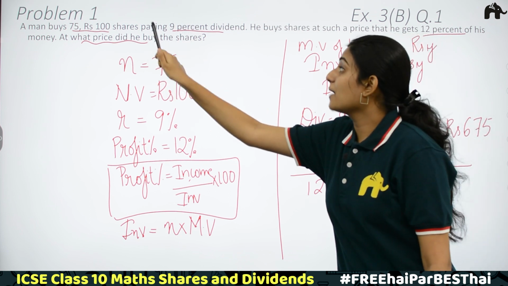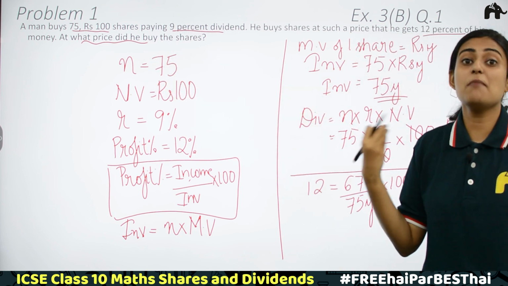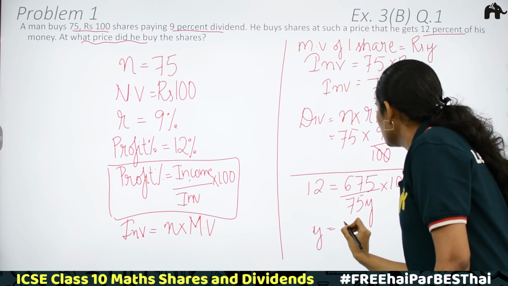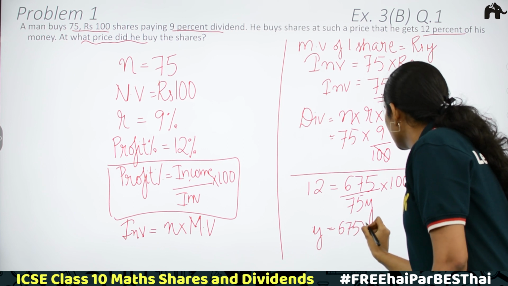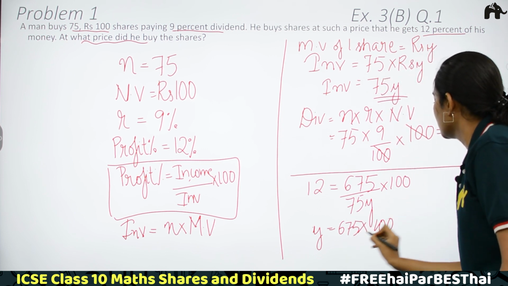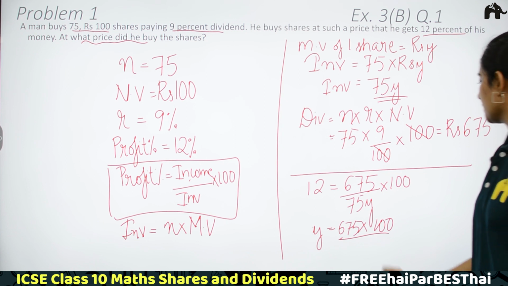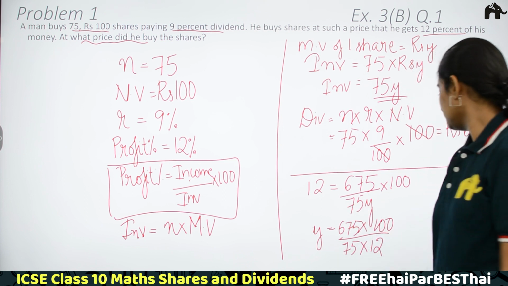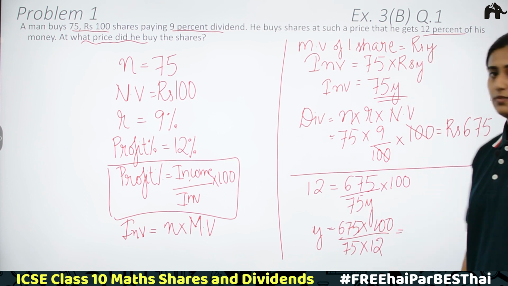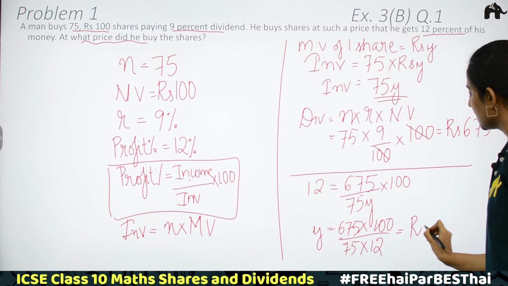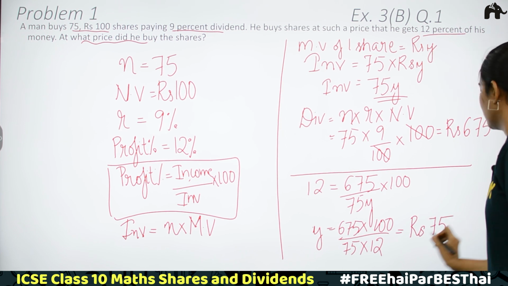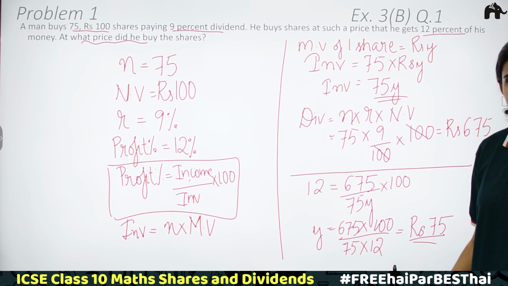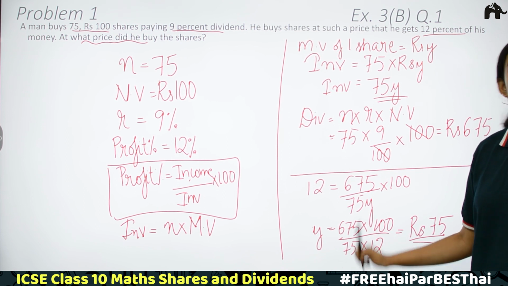At what price did he buy the shares? Which is the market value of one share. Y is equal to 675 into 100 divided by 75 into 12. Your final answer will be rupees 75. On calculating this, you will be getting rupees 75. Clear? Okay, let's move on to the next question.